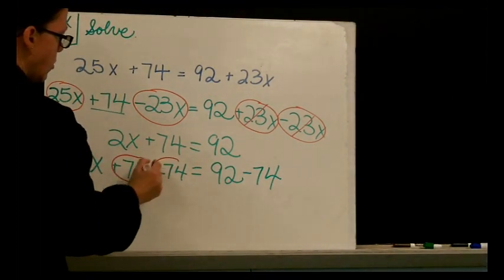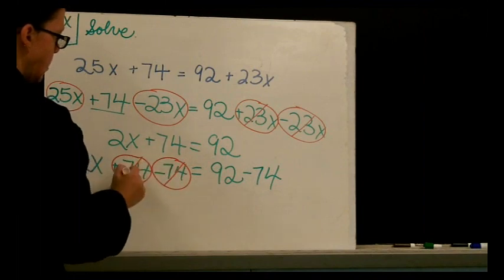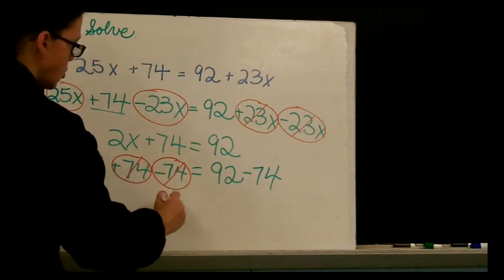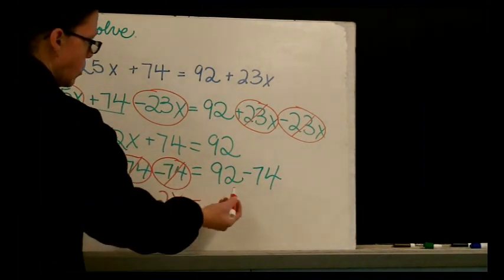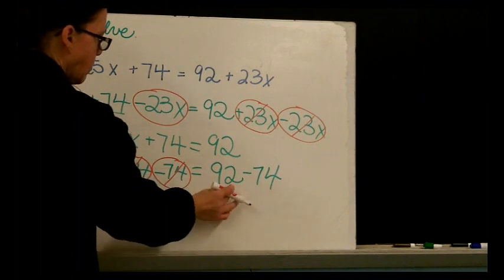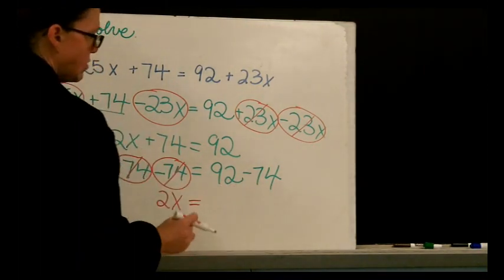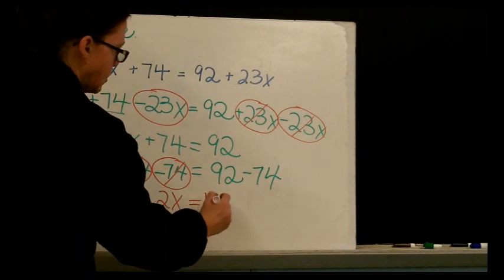Now again, we are zeroing out our constant, and that leaves us with just 2x. Over here, we're going to simplify our 92 and a negative 74. That leaves us with a positive 18.